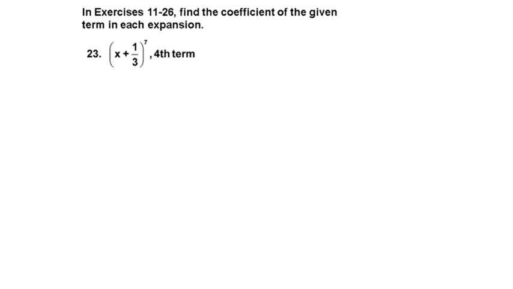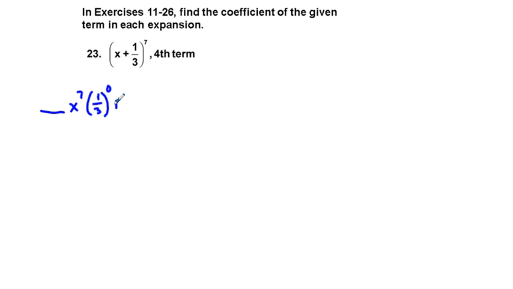Next, on problem 23, we have this quantity x plus 1/3 to the power of 7. So we have a fraction. And I don't know how complicated it's going to make this thing, but we'll just go through the steps. Our first term is going to be some coefficient times x to the 7th, and then we're going to have this 1/3 to the power of 0. We know that's going to be 1.